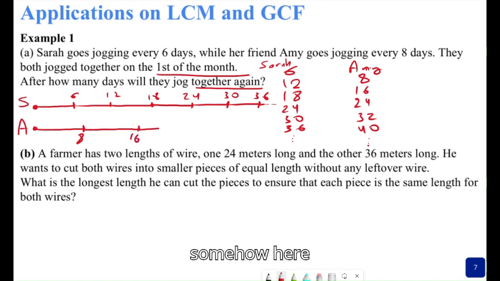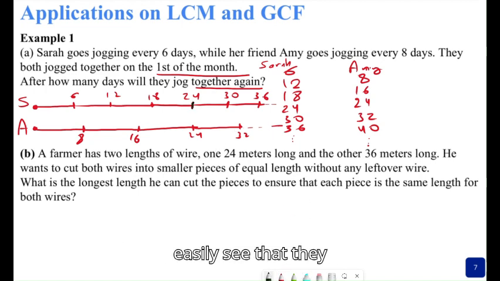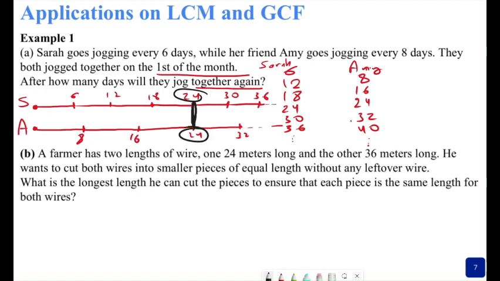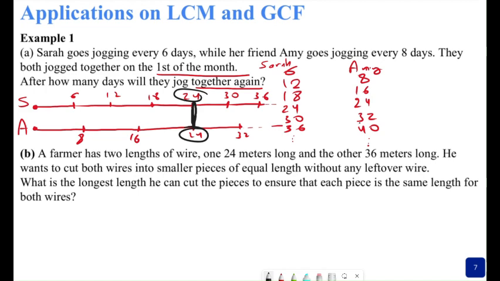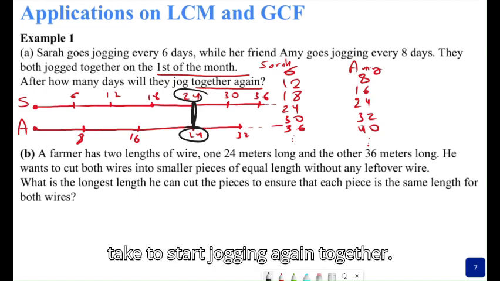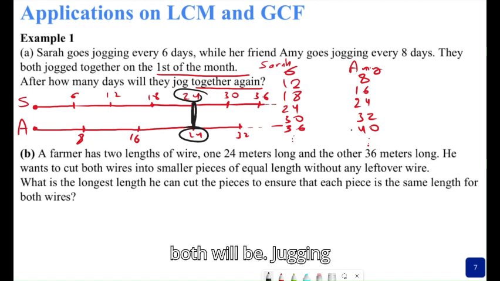16, 24, 32, and so on. Before we continue, we can easily see that they went together again at the 24th. This is simply the number that they will take to start jogging again together. That means after 24 days, Sarah and Amy both will be jogging again together.